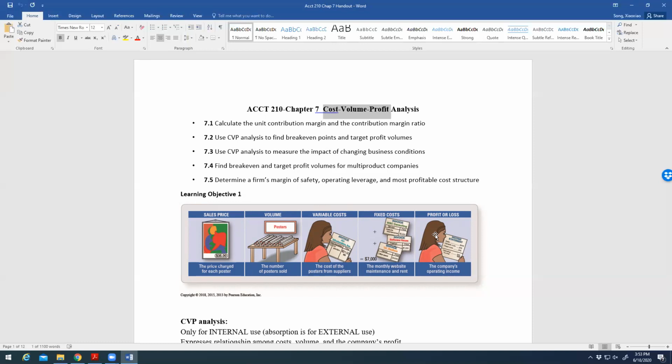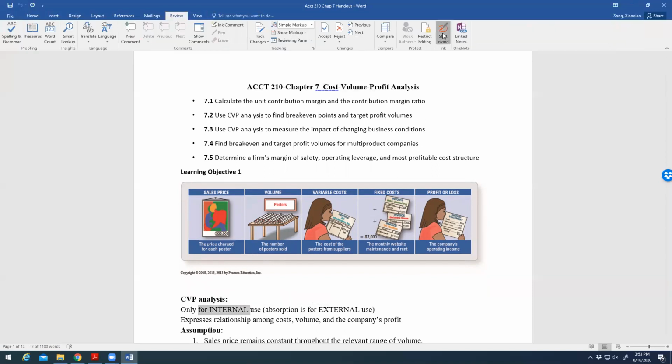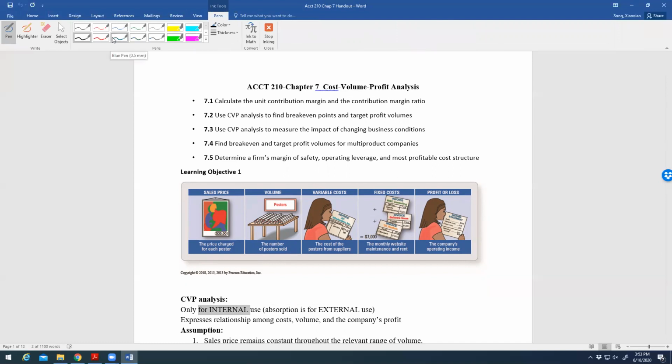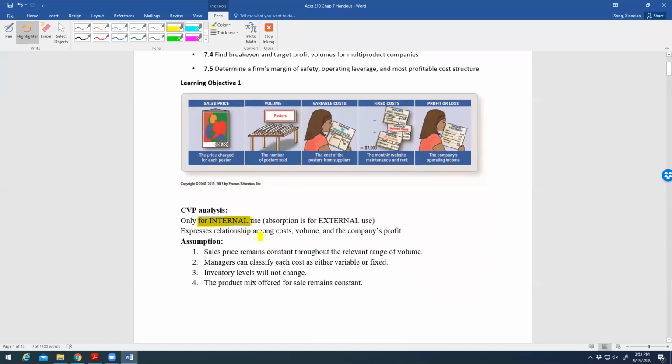So that's the part of chapter 6 and chapter 7, they are kind of connected. CVP analysis, remember, is only for internal use. So when we do external, when we file with the SEC, we have to use the absorption costing method, which is just the traditional method. For internal use, we can use this CVP analysis, which is also called the variable costing method. It tells us the relation of the cost, volume, and profit, right?